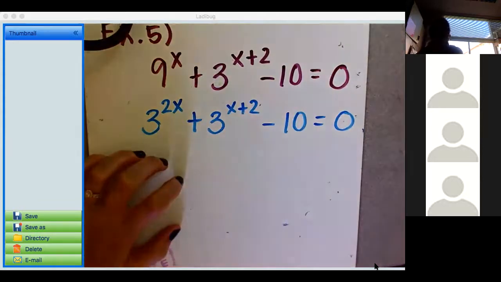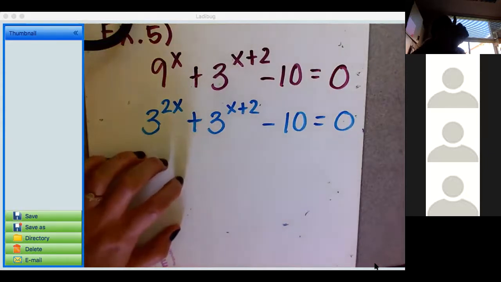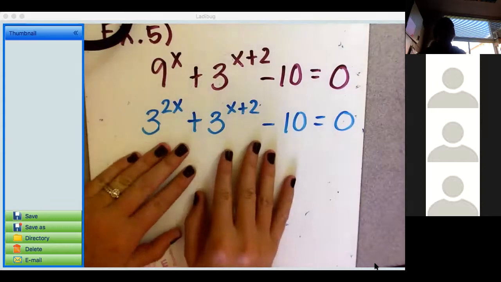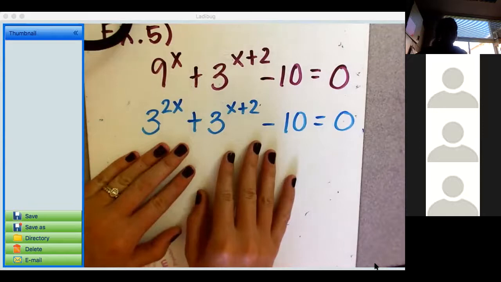We're going to make it look like a quadratic. I'm just telling you what we're going to do so you're not like, where the heck is this coming from? Make it look like a quadratic. Then what should we be able to do? Factor it to solve it, right? These are actually easier than other ones because there's no taking the logs of both sides. You cannot take the log of both sides of this, okay?